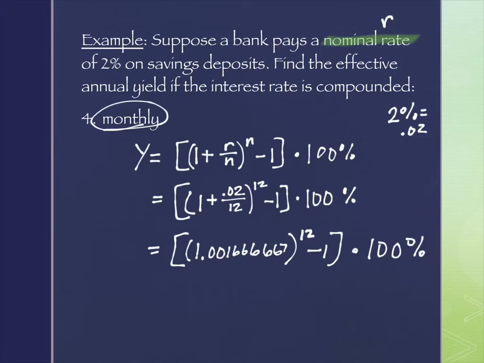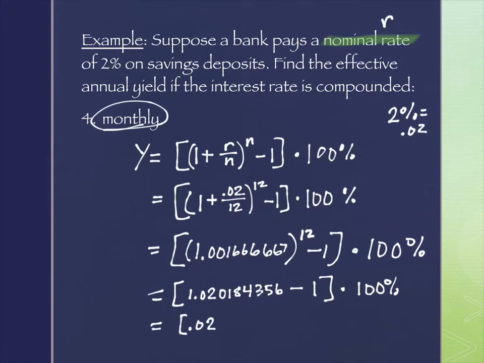So I'll raise that to the power of 12 now, that ugly long number. When I do, I get 1.02018, and again, I'll keep all of mine, 4356. And then we'll subtract the number 1. Obviously, subtracting the number 1 keeps everything the same. It just doesn't have the 1 at the beginning. So now I have 0.020184356.